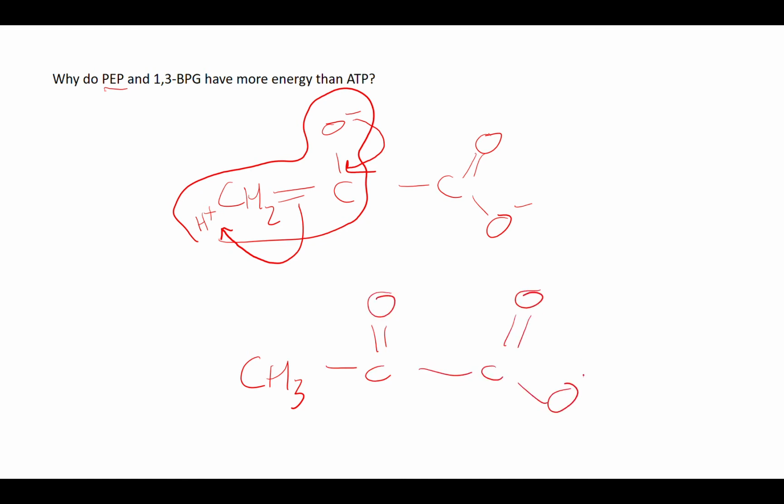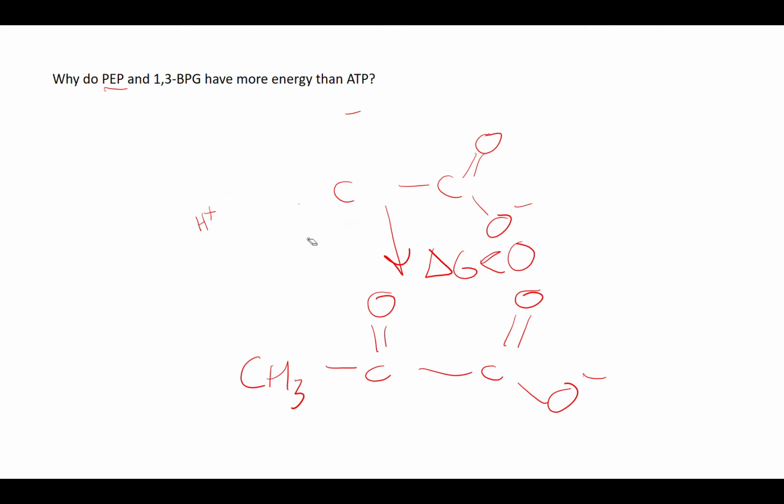But this tautomerization reaction, moving from the top to the bottom here, has a very negative delta G. The enol form on the top here is a very unstable form, whereas the keto form on the bottom is very stable. And so this tautomerization gives phosphoenol pyruvate a lot more energy than ATP.